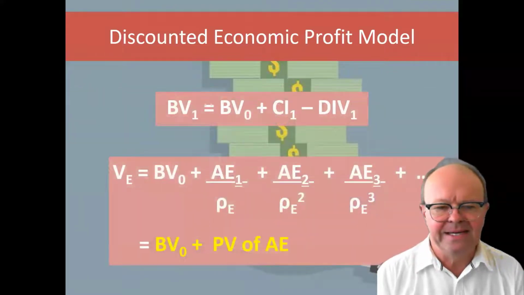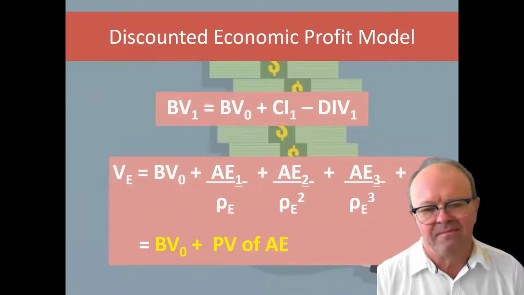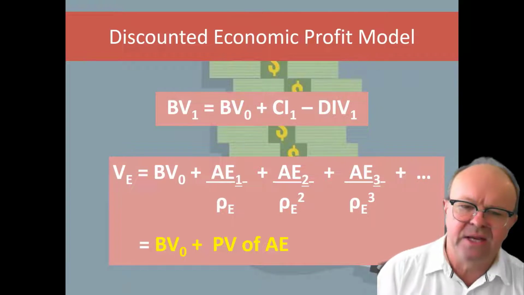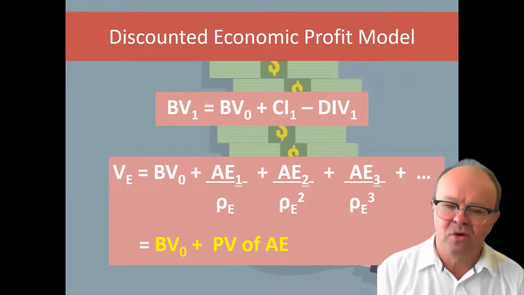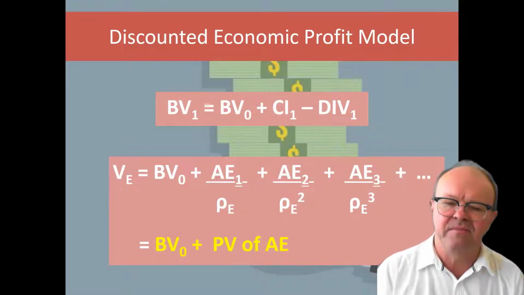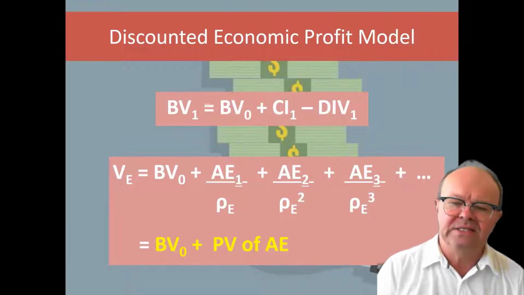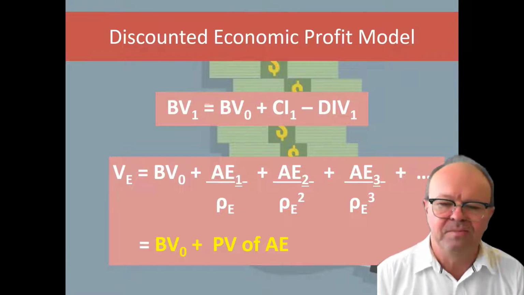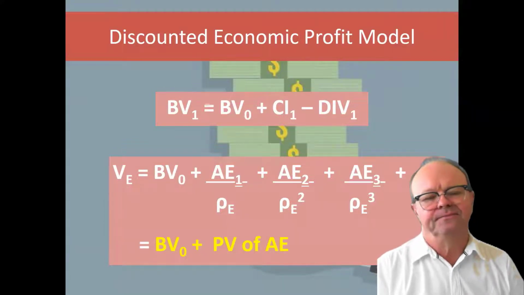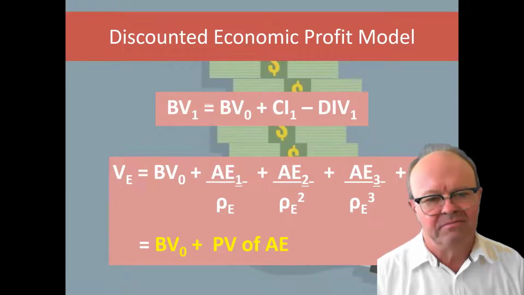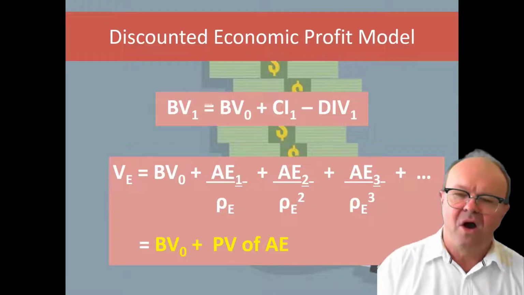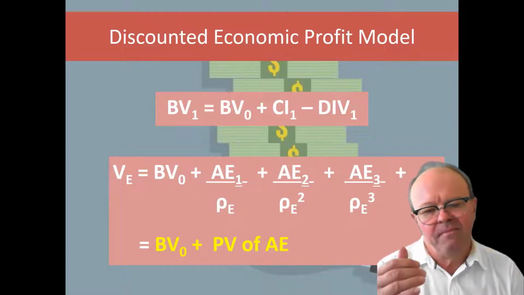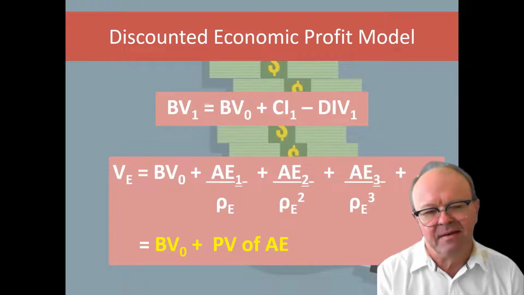There's a little bit of fancy algebra needed, but we can turn that dividend discount model into the discounted economic profit model. By substituting for dividends, we have value of equity equals opening book value of equity plus abnormal earnings, not dividends anymore. Abnormal earnings in year 1 divided by the cost of equity capital, abnormal earnings in year 2 divided by the cost of equity capital squared, abnormal earnings in year 3 divided by the cost of equity capital cubed, plus and so on into eternity. So that is the current book value of equity plus the present value of abnormal earnings. And you can see we're looking at abnormal earnings, which is comprehensive income less the cost of capital.